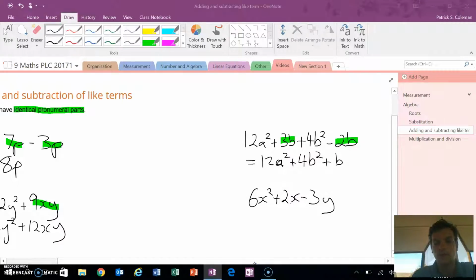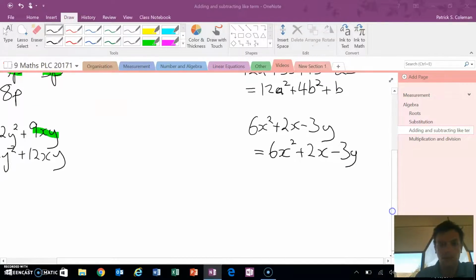We can get some more advanced equations where they're going to be quite long and we might need to collect a few more like terms. So let's just go through this last one here. Again, we're going to highlight our like terms. So we've got x squared and x. Now they're not the same, so we can't do anything with those. And we've got 3y. So in this particular example, we're not able to collect any like terms. So it becomes 2x squared plus 2x minus 3y.